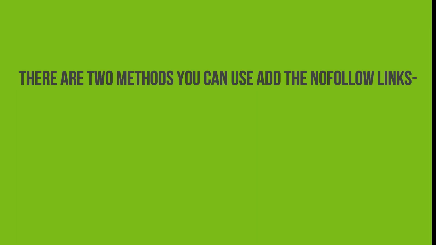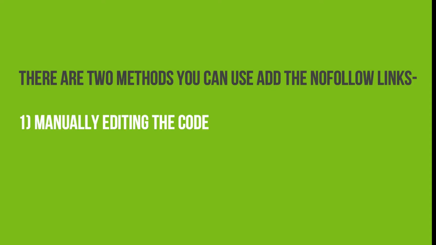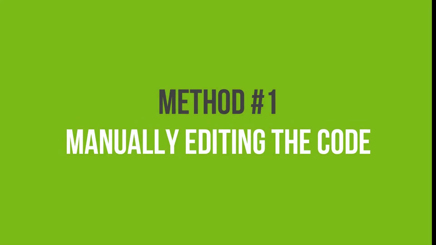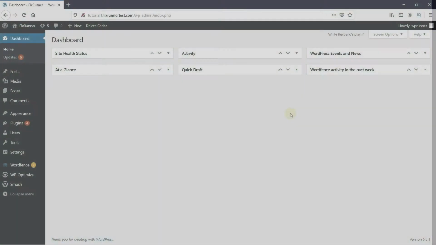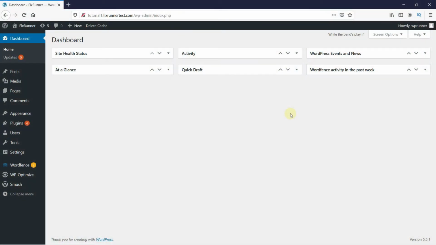There are two methods you can use to add the nofollow links. First, by manually editing the code, and second, by using a plugin. Let's start with the first method. To show you how to add a nofollow link manually, let's start by creating a new link, and then adding nofollow to it. In your WordPress dashboard, go to Posts, then click on Add New.